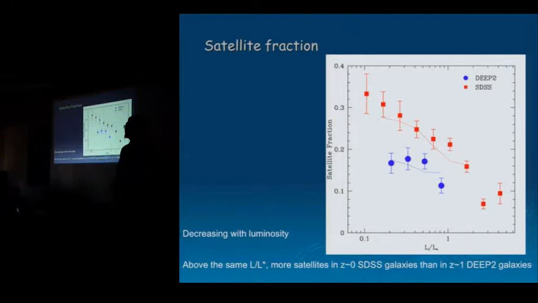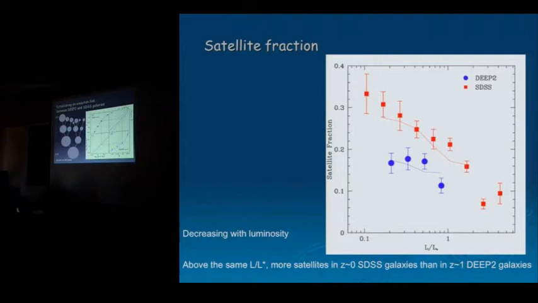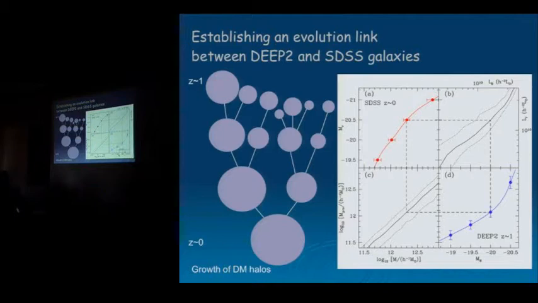So how do we establish an evolutionary link between the two populations of galaxies at the two redshifts? Again, we should use what we know about dark matter halos. We know dark matter halos evolve: you have a bunch of dark matter halos at redshift 1, they merge, and in the end they grow into larger dark matter halos. On average, for a halo at redshift 0, we can know the mass of its progenitor halo at redshift 1. We can establish such a relation.